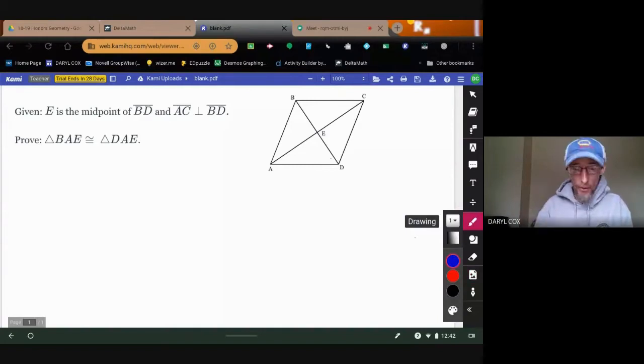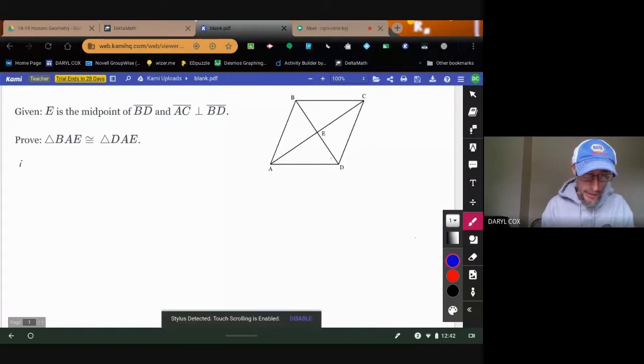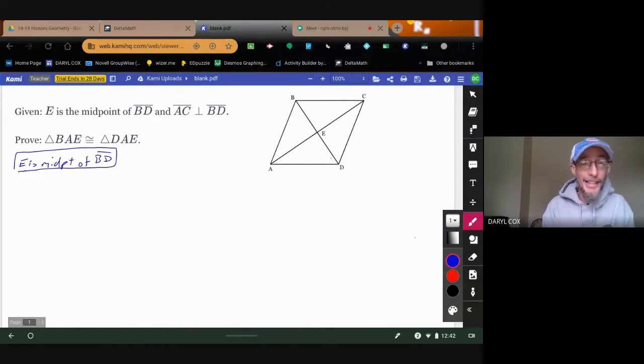We always know we start with our given. So with the two-column proof, my given is E as a midpoint of BD, I'm going to abbreviate. Now I'm going to write that as my first part of my given. And remember, that is a statement that I'm making about the proof. Okay, so E is the midpoint of BD, that is given.